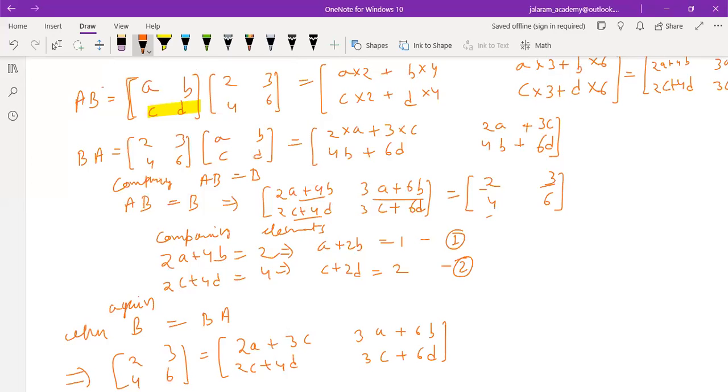B and D. 4B plus 6D. Okay. It was copied from this. Actually, it is this. 2A plus 3C, 2A plus 3C. Wait, is this product wrong?